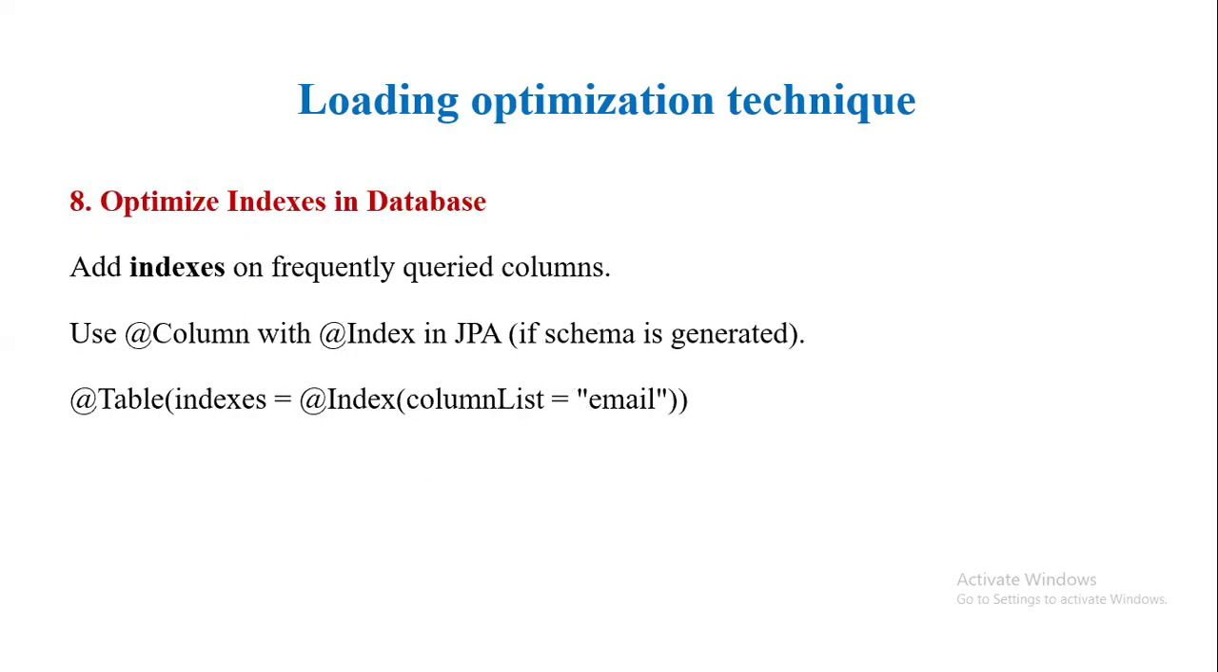And the eighth one is optimizing indexes in the database. We can add indexes on frequently queried columns. For this, we should use @Column with @Index in JPA if the schema is generated. The example is @Table(indexes = @Index(columnList = "email")).